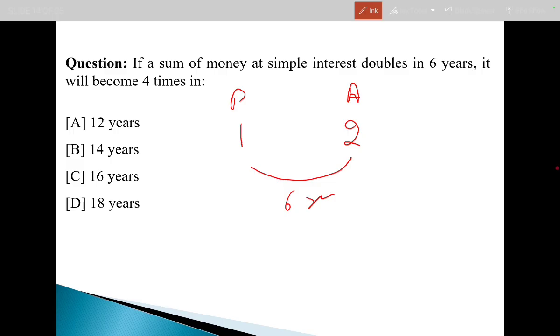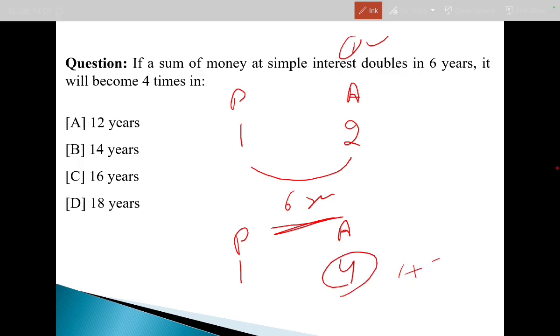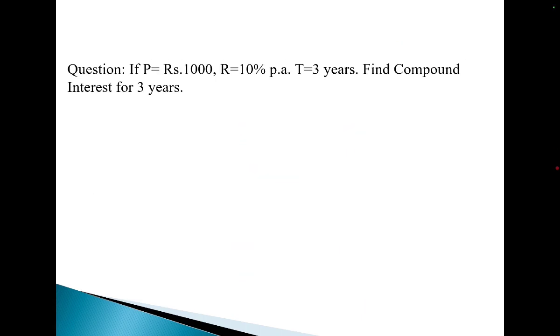Principal was 1 rupee, now it amounts to 2 rupees, which means here you gain 1 rupee as interest. To gain 1 rupee as interest you took 6 years, right? What we have to answer is when it will become 4 times. Now what you have to do: if principal is 1 rupee, now we want our amount to be 4 rupees. How many rupees have been added now as interest? 3 rupees. If to gain only 1 rupee you are taking 6 years, now to gain 3 rupees, how many years do you need? 18 years, right?